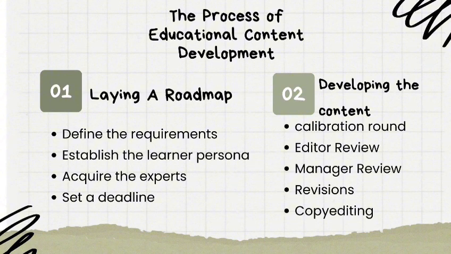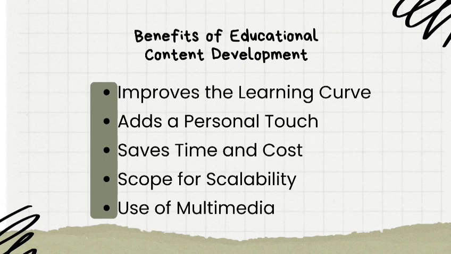And the last is copy editing. The final step of the QA process is copy editing. In this stage, the copy editor proofreads and edits the content to meet the end user's needs. Benefits of educational content development. Here are some of the benefits of educational content development.